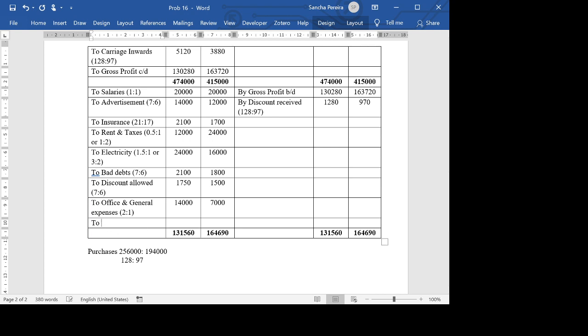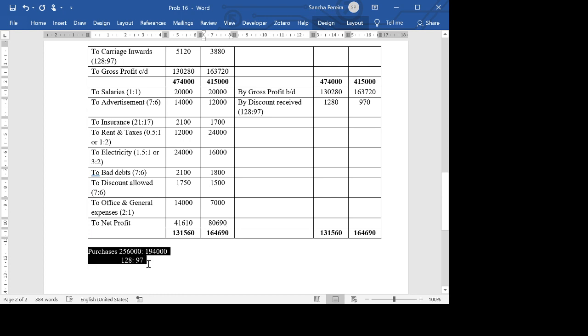So to net profit. We are not carrying it down because we are not preparing any accounts. So 41,610, and here there is 80,690. This is the problem 16.